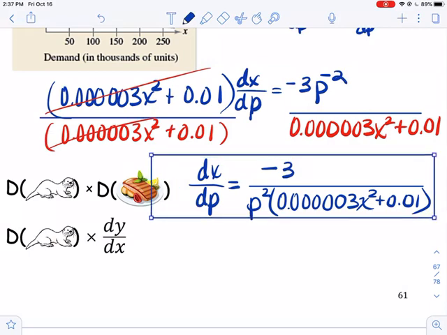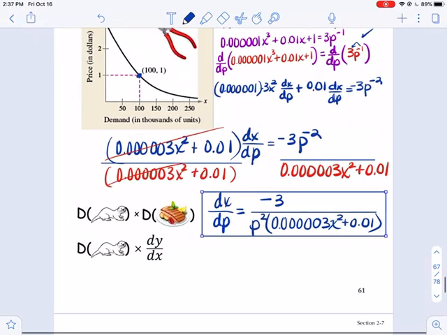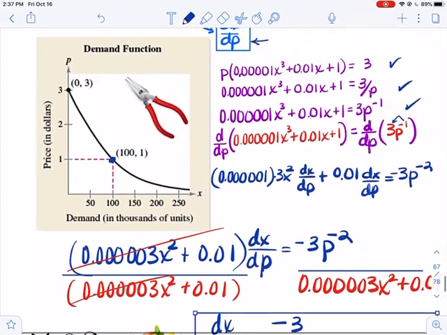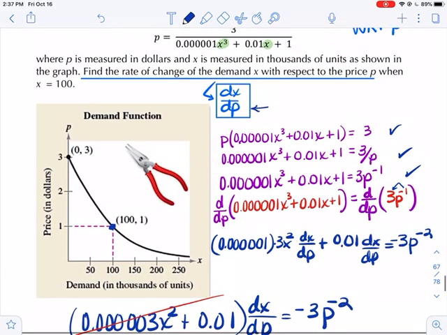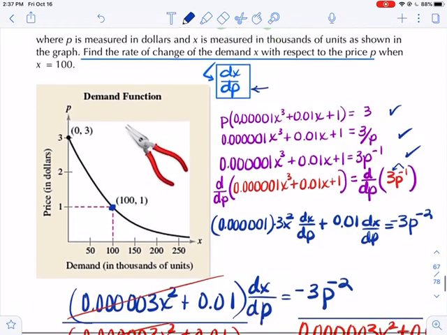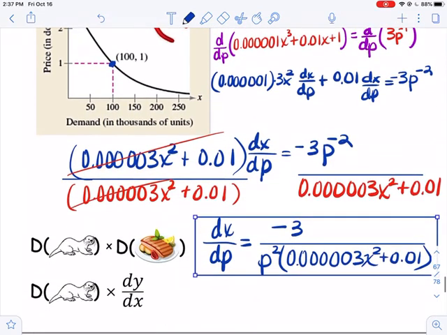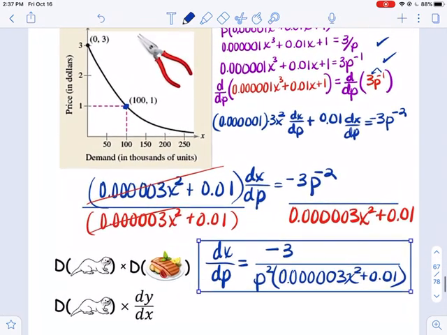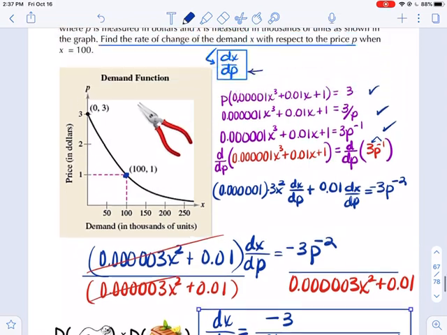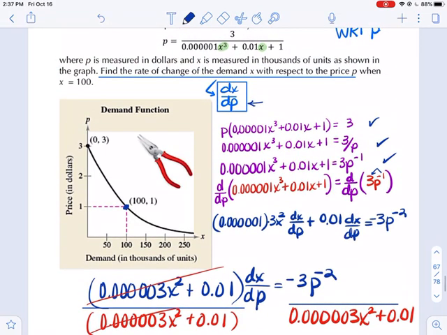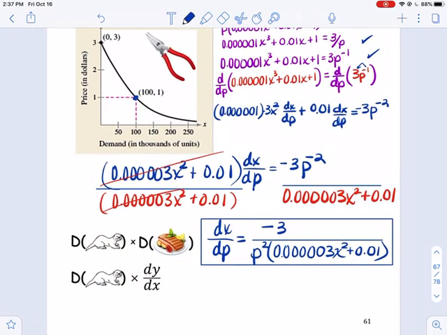So dx/dp is right there. And now what we need is dx/dp when x is 100. So we're going to have to get two values for this. When x is 100, I don't really need my calculator. I just need to know that when x is 100, p is going to be 1, because I already have that value. But normally, if we don't have that information, we would have to put in 100 here, cube it, and 100 here, and also cube it and get that value.